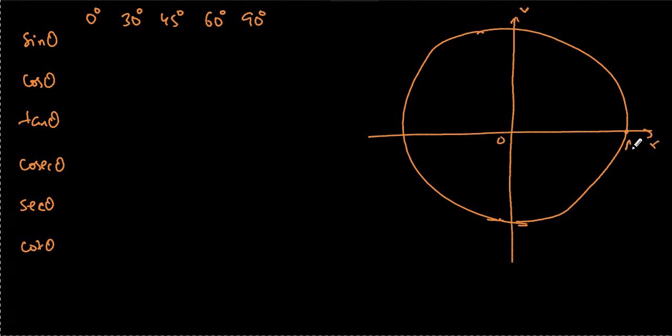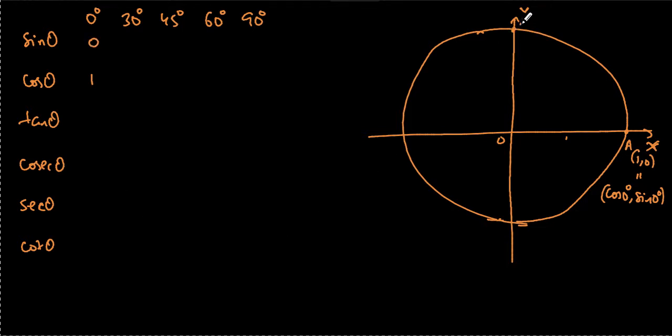if you look at this point, its coordinate is 1, 0. Since OA is making 0 degrees with the positive x-axis, we can write this as cos 0, sin 0. So cos 0 is 1 and sin 0 is 0.